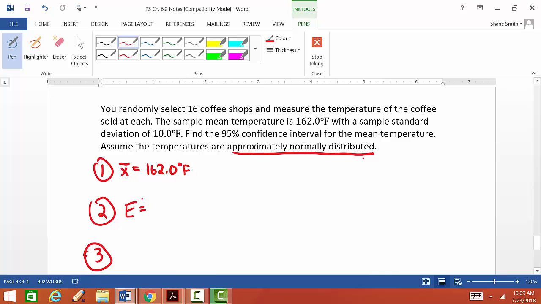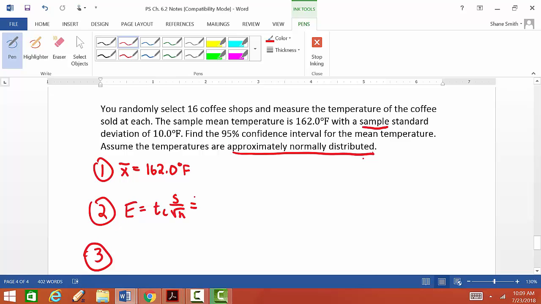So now we have to make a decision. Is this a t or a z? Well, do we have a sample or a population standard deviation? They tell us specifically it is a sample standard deviation, so therefore we're going to use a t-score times s over the square root of n.